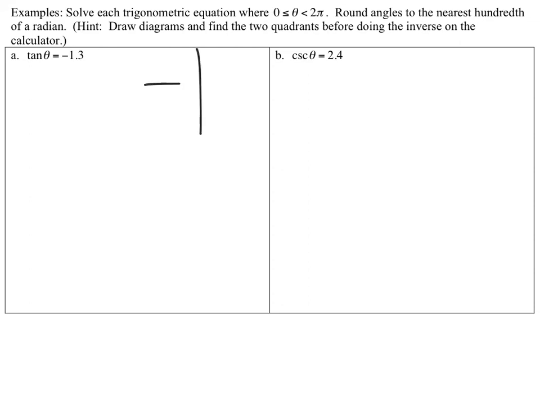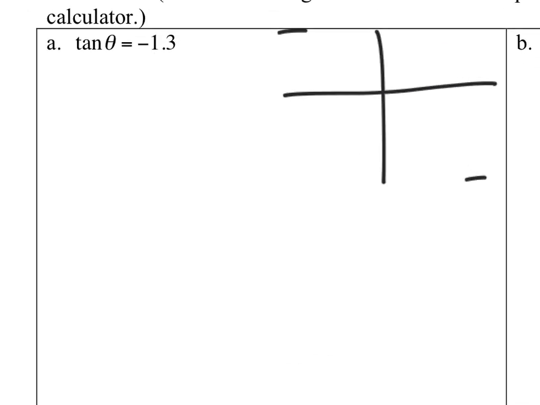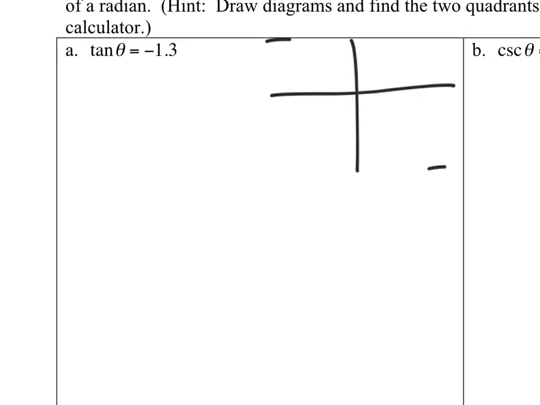The 2 quadrants, and here tangent is negative. So where is tangent negative? Yep, so then 2 and 4 are where we're looking for angles. Now I want to find out what tangent of theta is equal to negative 1.3. This is when you take your calculator and plug it in. In the calculator, we do have a tangent button. So I'm going to plug in this just like that.